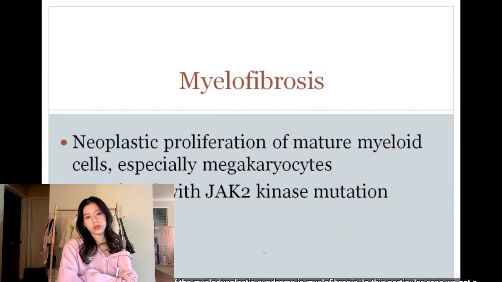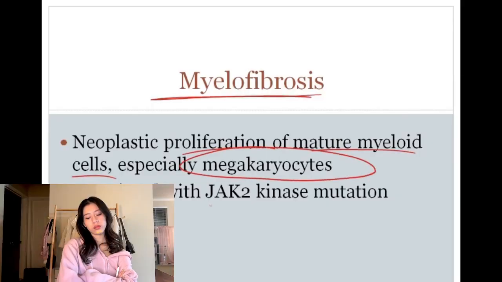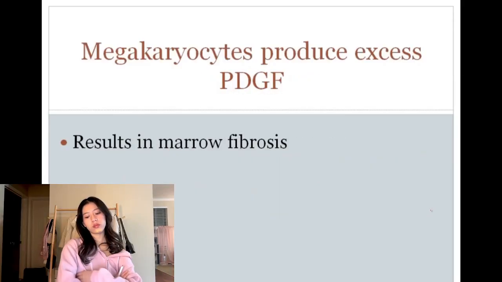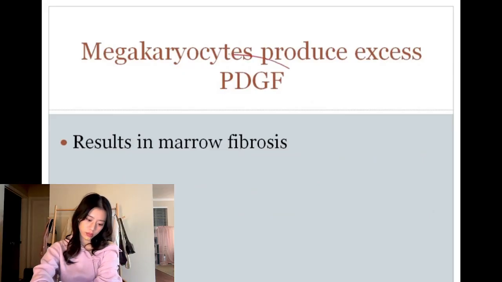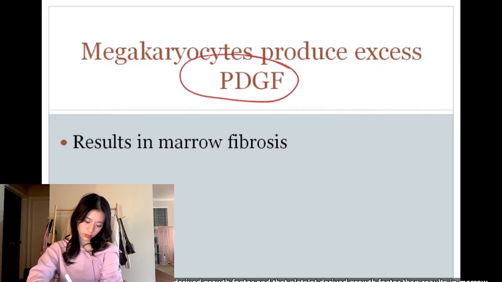The fourth of the myeloproliferative disorders is myelofibrosis. In this particular case, we get a neoplastic proliferation of mature myeloid cells, particularly the megakaryocytes, again, driven by a JAK2 kinase mutation. The megakaryocytes produce excess platelet-derived growth factor, and that platelet-derived growth factor then results in marrow fibrosis, which creates the classic myelofibrosis that we base the name of this disease on.